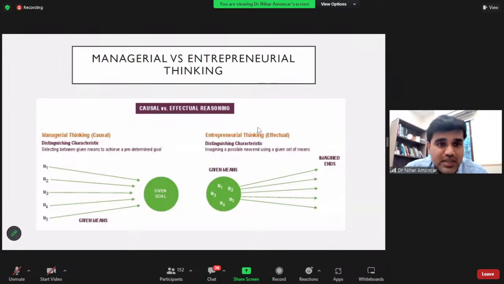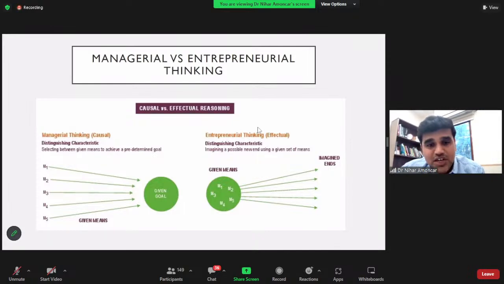So what is the managerial way of thinking? The managerial way of thinking is that I am going to select between different given means to achieve a predetermined goal. That is the Western form of entrepreneurship that we talked about. There is a given goal and you're going to select between the different means available to you in order to achieve that goal.